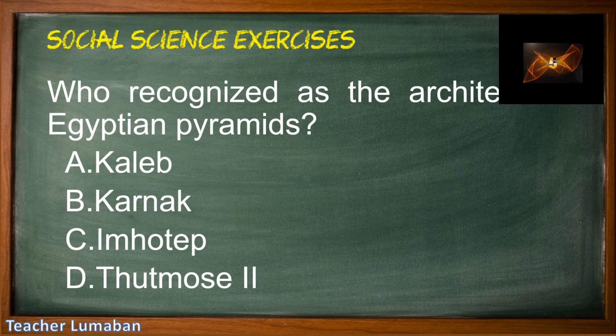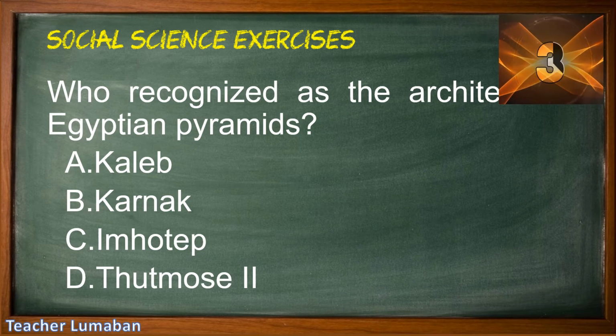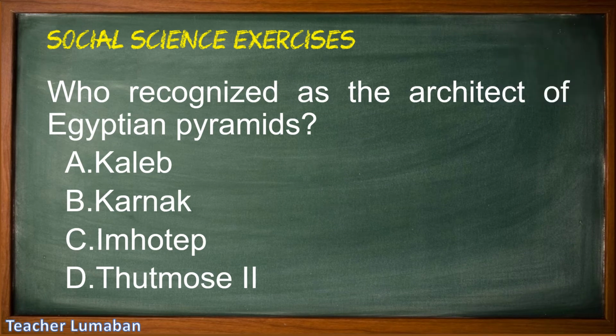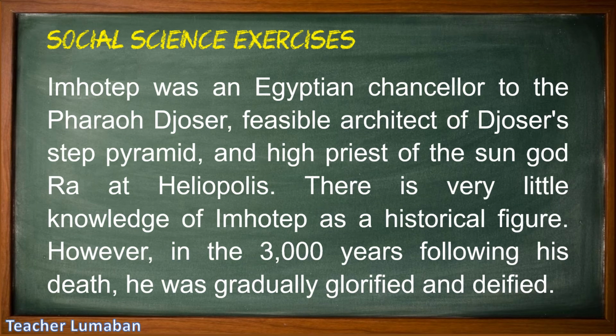5, 4, 3, 2, 1. The correct answer is letter C, Imhotep. Imhotep was an Egyptian chancellor to the pharaoh Djoser, probable architect of Djoser's step pyramid, and high priest of the sun god Ra at Heliopolis. There is very little knowledge of Imhotep as a historical figure. However, in the 3,000 years following his death, he was gradually glorified and deified.